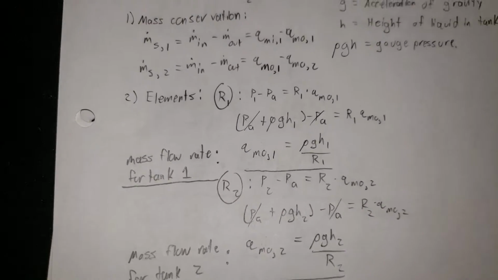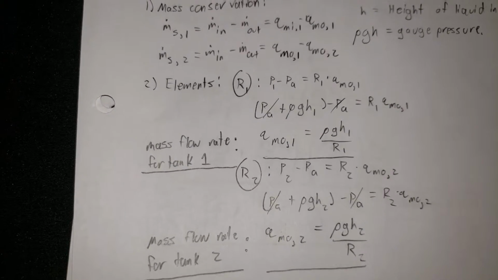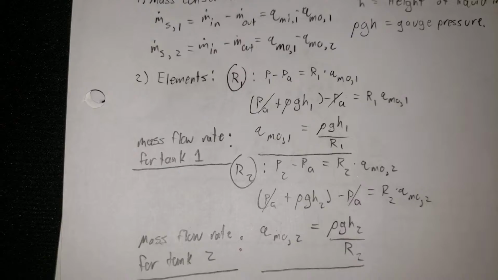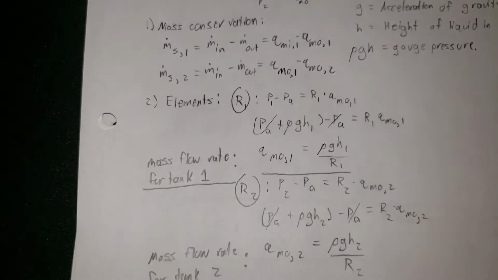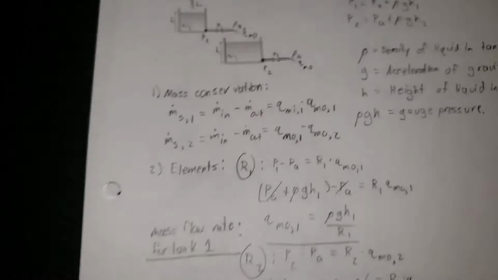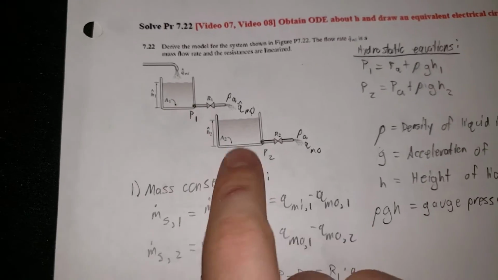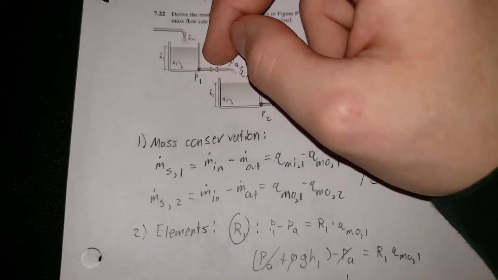We can write the elements of the system as R1, R2, C1 and C2, which is resistors 1 and 2, and capacitors 1 and 2, where the capacitors are the tanks themselves, and the resistors are these throttling valves.